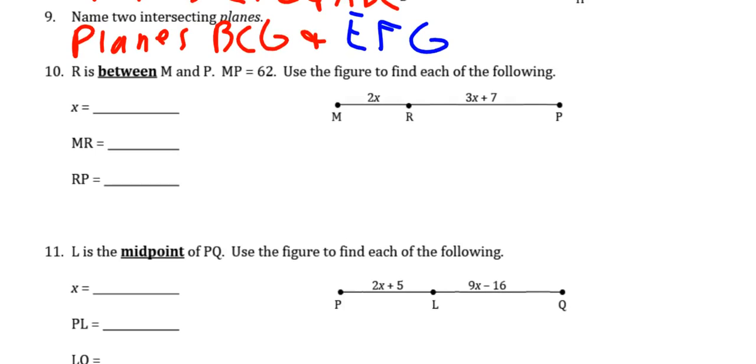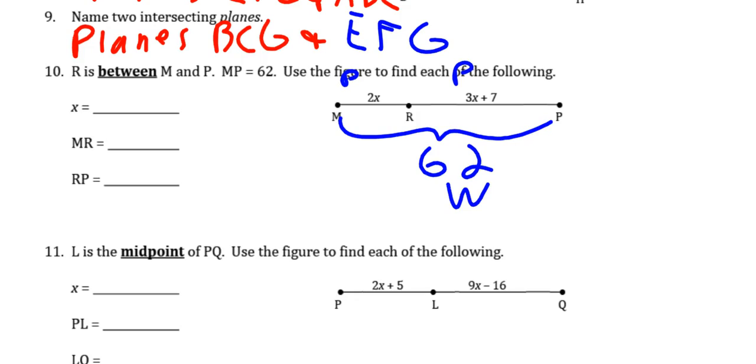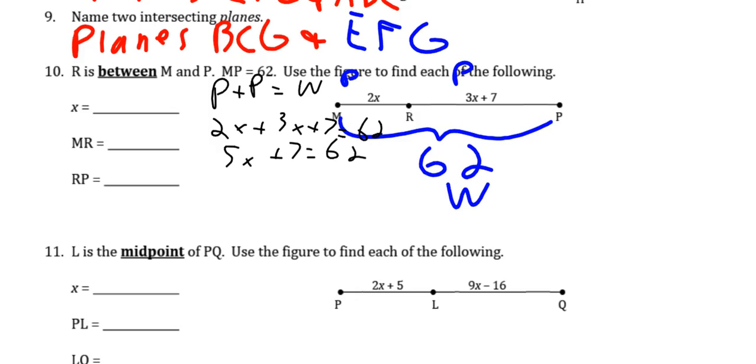Okay. R is between M and P. MP is 62. Remember, part, whole. If you label this, it makes it a lot easier not to make those mistakes. So how do I solve this? Part plus part equals whole. So 2x plus 3x plus 7 equals 62. That gives me 5x plus 7 equals 62. If I subtract 7, I get 55. And if I divide by 5, x is 11.